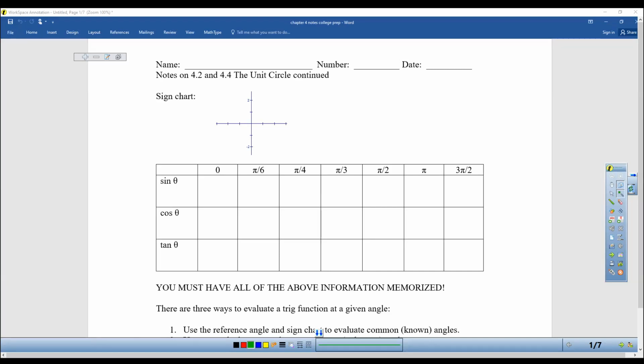Hello, everyone, and welcome to Precalculus. Today, we are going to continue our study of the unit circle, which is a combination of sections 4.2 and 4.4. So this first page is just a review from yesterday or from last class, and I really just want you to see if you can fill it in.